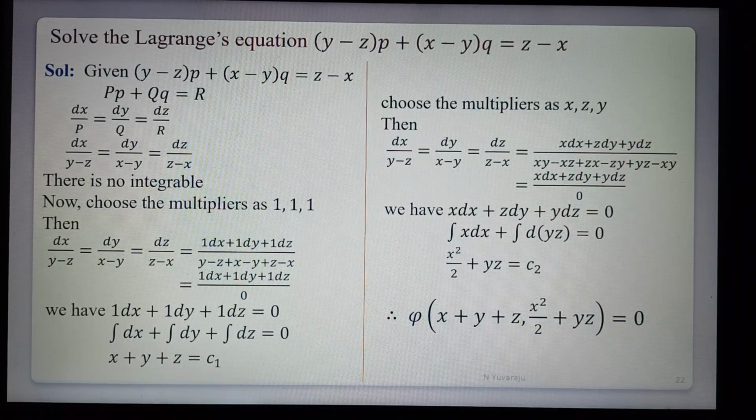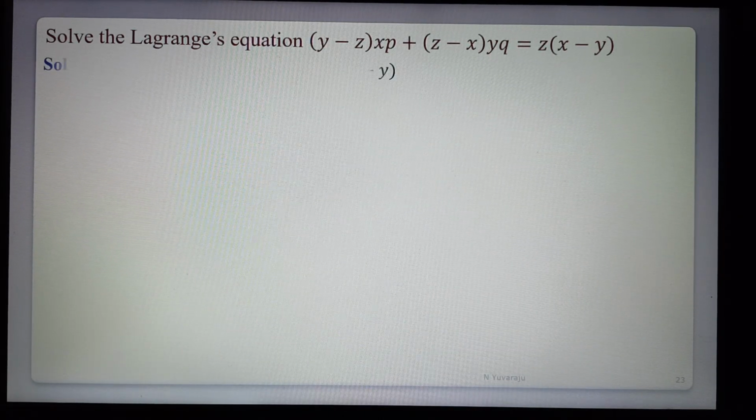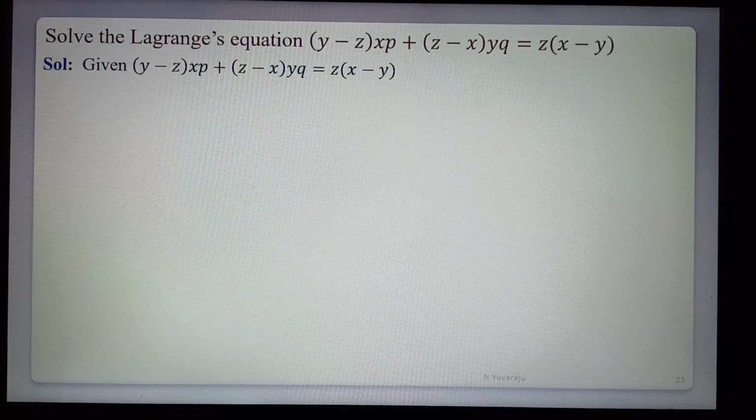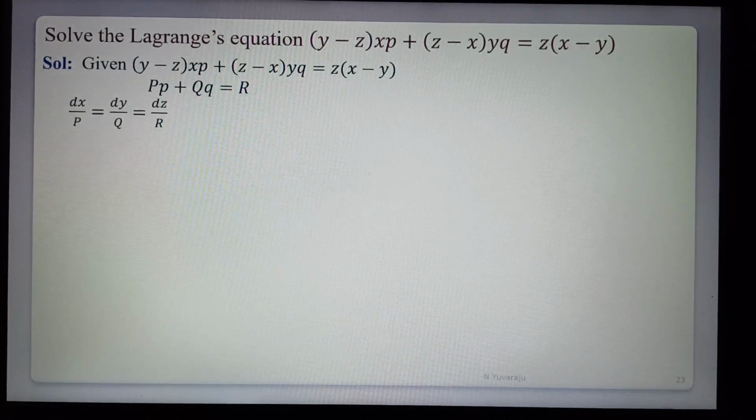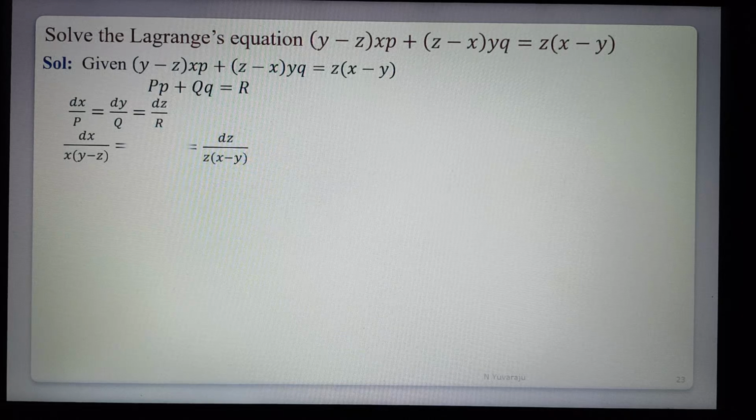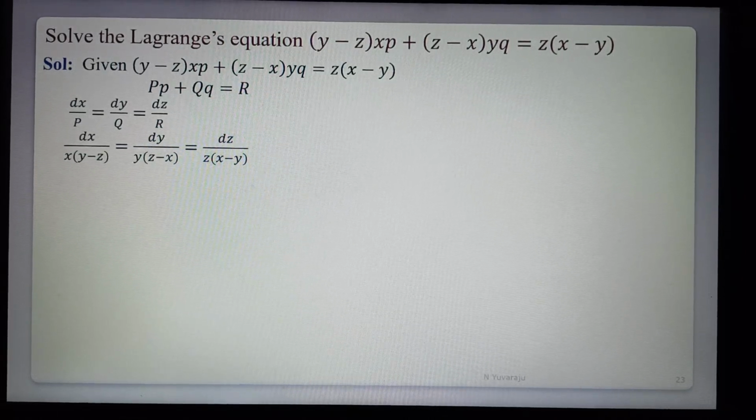See the next example. Solve the Lagrange's equation (y minus z) x p plus (z minus x) y q is equal to z (x minus y). The given equation is of the form capital P into small p plus capital Q into small q is equal to capital R. This is the auxiliary equation, substituting capital P, Q, R. Clearly observing the given auxiliary equation, there is no integrable.